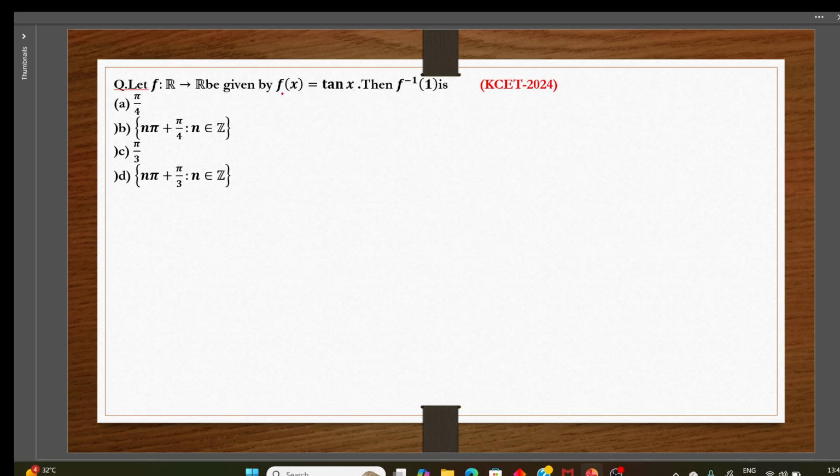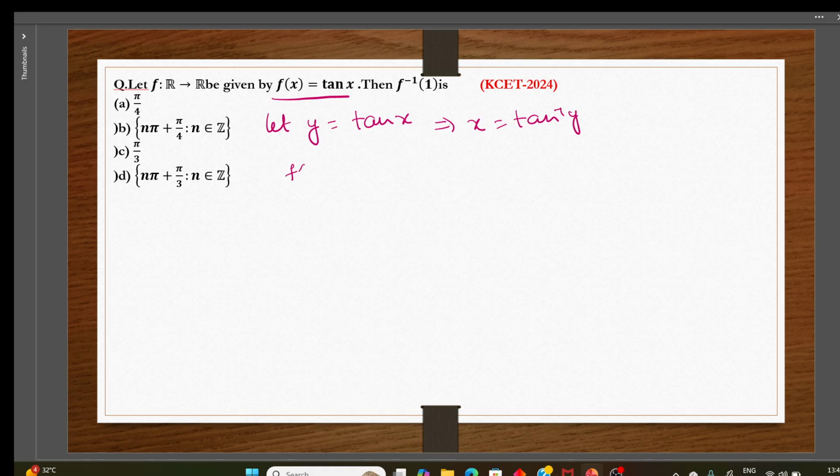Function from R to R is given by f of x is equal to tan x, then f inverse of 1 is? Okay. So here, let y is equal to tan x. And then x is equal to tan inverse of y. Okay, tan inverse of y.